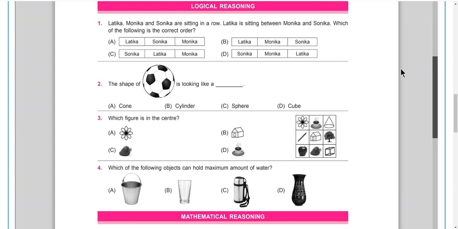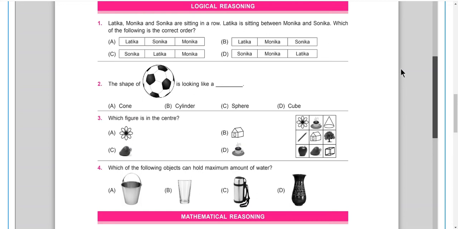Exactly right. So what you need to do is, when it is written very clearly that Latika is sitting between Monica and Sonika, you have to just look out for the options where Latika is showing in the middle, and which is C. So correct answer, Dharya. Nice. So now we'll go to the second question.